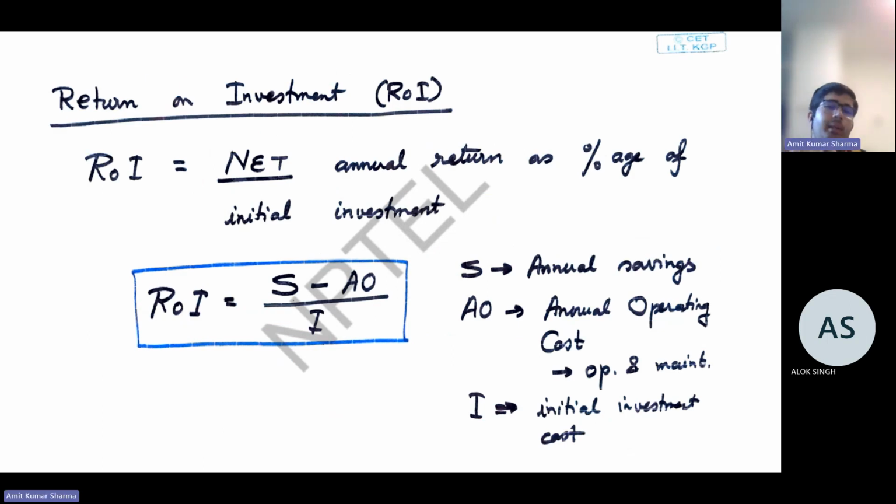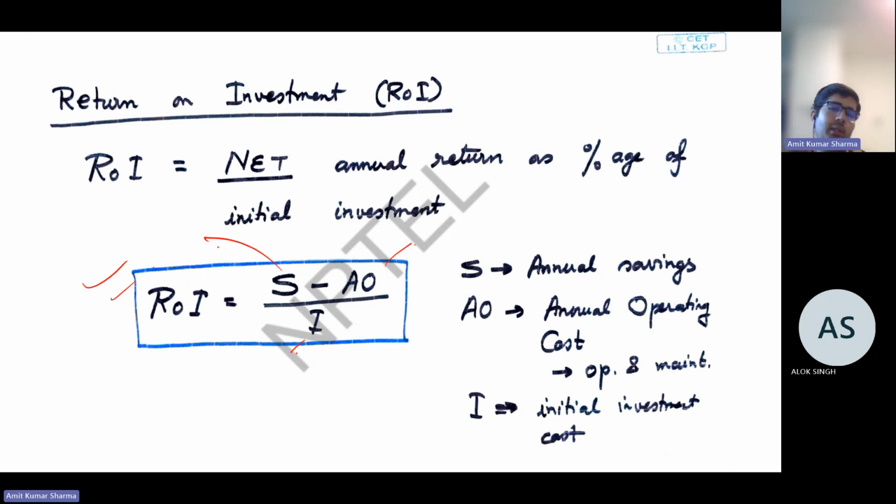Return on investment, ROI, is the net annual return as a percentage of the initial investment. So net annual return means how much return you are getting. I think we have also done some numericals based on it. So the ROI, return on investment, is (S minus AO) upon I. S is basically the saving, AO is your annual operating cost, or you can say operation and maintenance cost, and I is the initial investment cost.